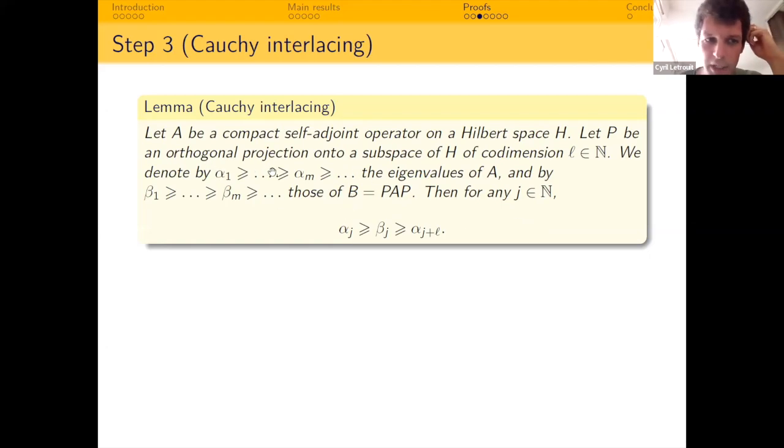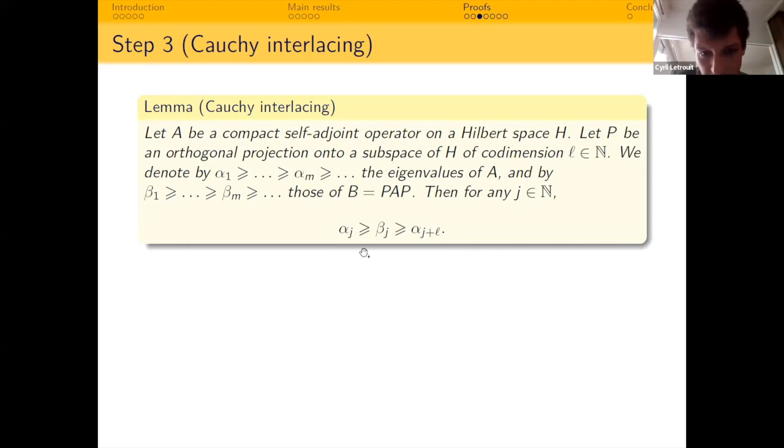The statement is the following: let A be a compact self-adjoint operator on a Hilbert space H, and this will be the heat operator. Let P be the orthogonal projection, in our case the one we just defined, onto a subspace of H of codimension L. We denote by alpha_i the eigenvalues of A, by beta_i the eigenvalues of B equal to PAP, and then for any j, you have alpha_j greater or equal to beta_j greater or equal to alpha_{j+L}. And in fact, it's very easy to prove. It's just min-max.